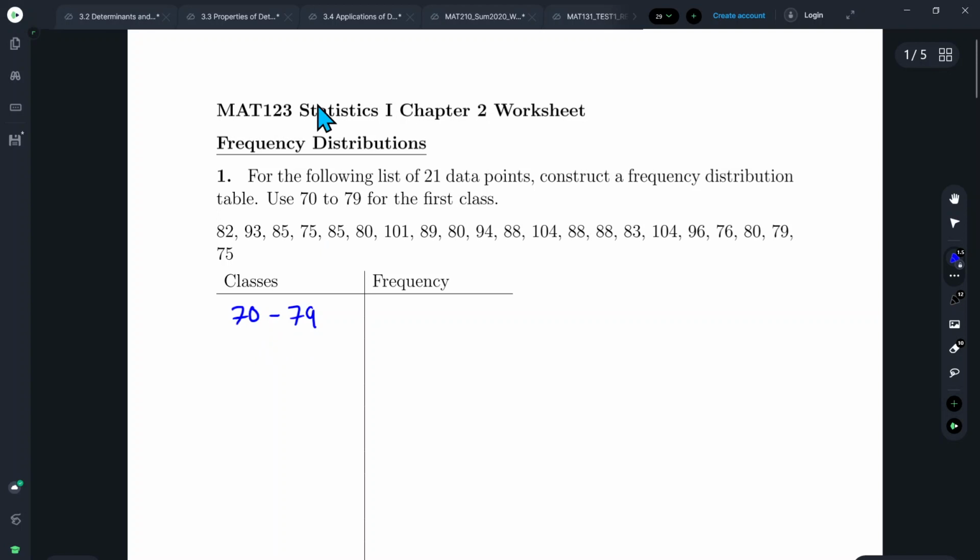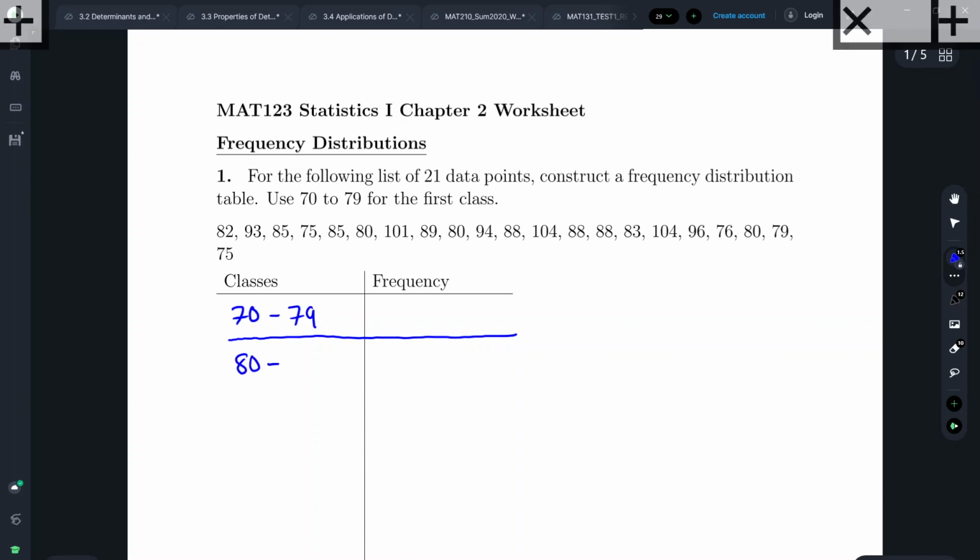We want to construct each of the classes after that so that they have the same width. Here this goes from 70 to 79, so it looks like the classes are going by tens. Since the first class starts at 70, the next class should be 10 more, which starts at 80. It should have the same range of values, so we'll go from 80 to 89. These are called the class limits.